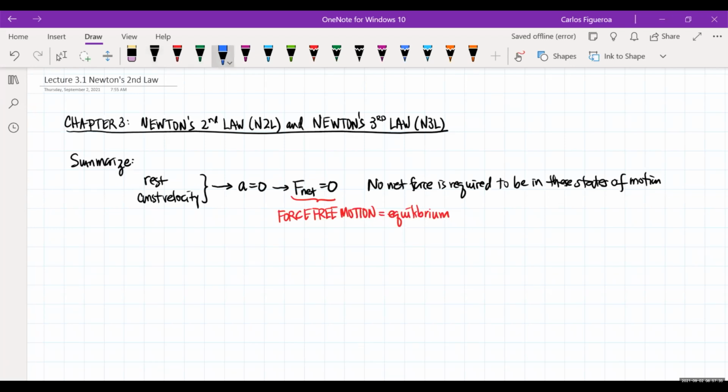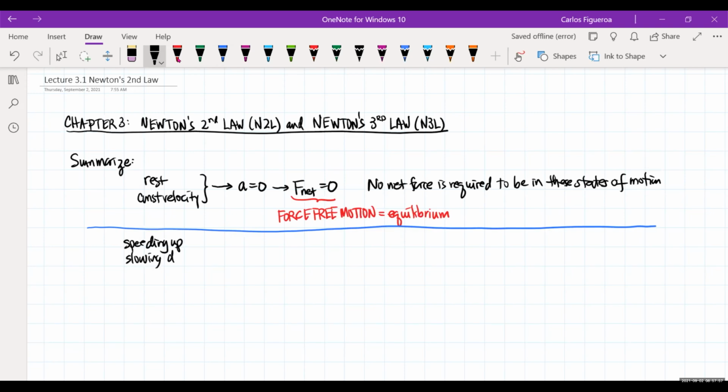And then we came in here and we drew the line. If you cross this line, it means what? You're not at rest and you're not at constant velocity. So you're doing what? You're speeding up, slowing down, or turning. And if you do that, you are now non-zero acceleration. In other words, you're in an accelerated state of motion.